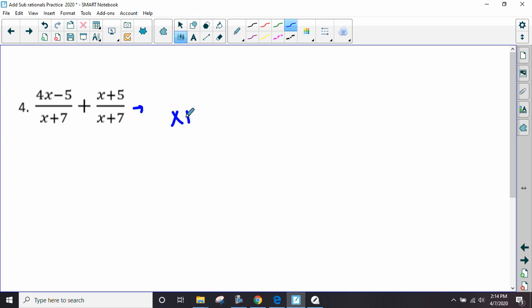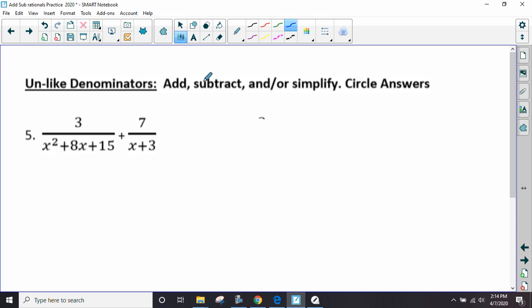Okie dokie. Again, a like denominator. We're good here. And this is adding, so we don't have to really change anything. We have 4x plus 1x. We have 5x. And if we look at our 5s, we have a negative 5 and positive 5. They cancel. And I'm left with that. Just nice and easy.